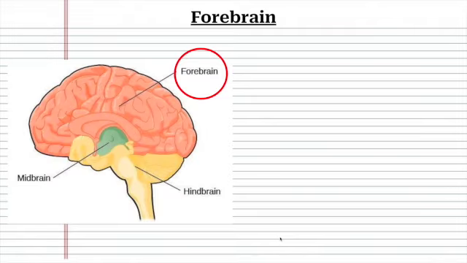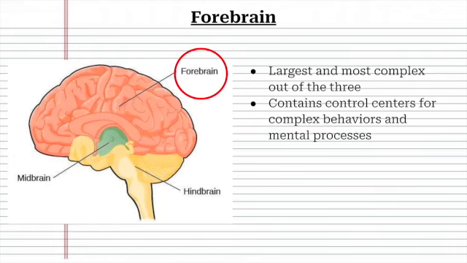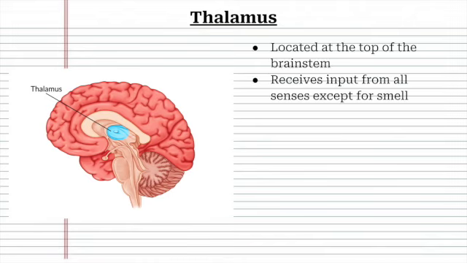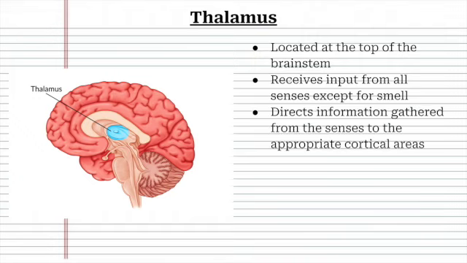Last but not least is the forebrain. This section of the brain is the largest and most complex out of the three. It contains control centers for complex behaviors and mental processes. In the forebrain, we have the thalamus. The thalamus is located at the top of the brainstem and is the structure that receives input from all senses except for smell. It acts like a relay station as it directs information gathered from the senses to the appropriate cortical areas. If the thalamus were to be injured, it could lead to blindness and deafness.